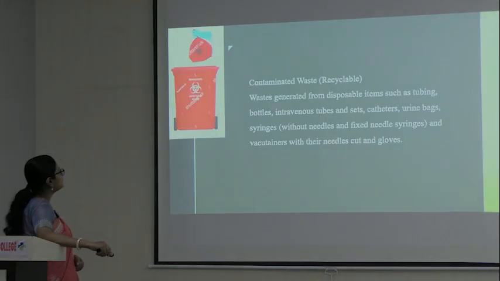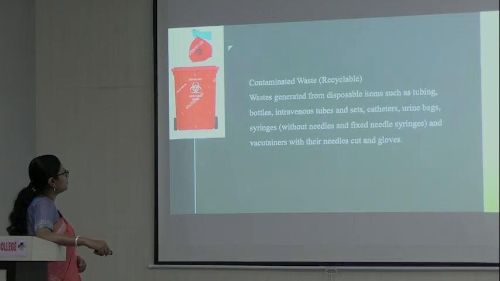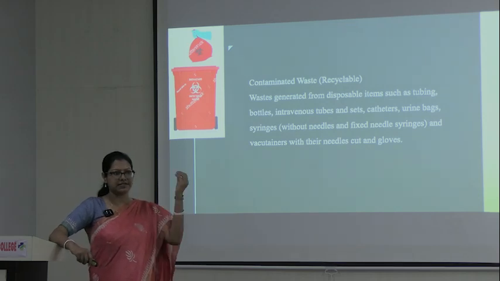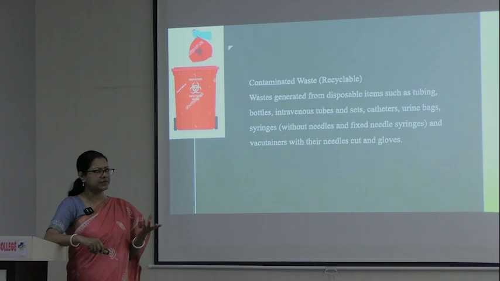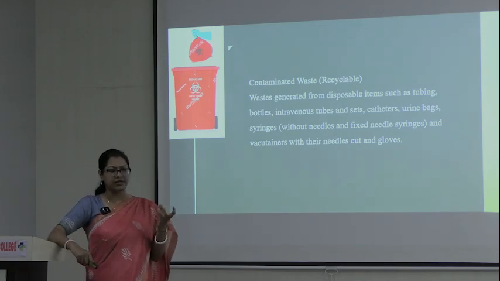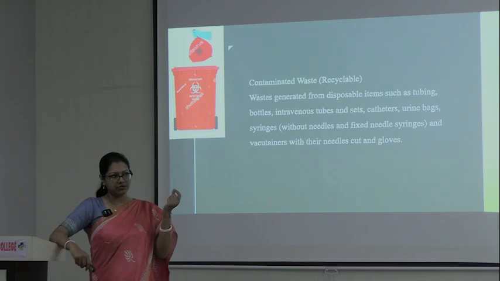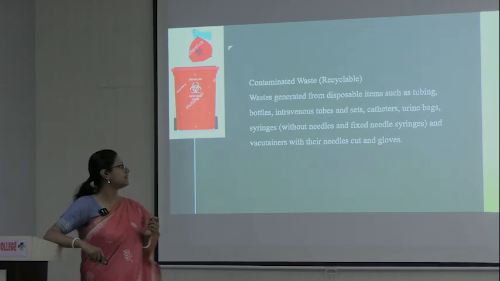This is the red color one. Here the contaminated waste which are recyclable will go. Waste generated from disposable items such as tubings. Tubing means you have seen an IV set sometimes, through which the saline will go into the patient's blood, or sometimes some injections come in a vial, maybe 30 ml or 50 ml. For pushing those injections or salines, we need one IV set.